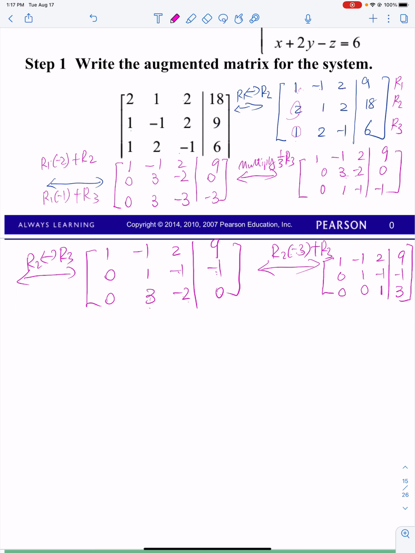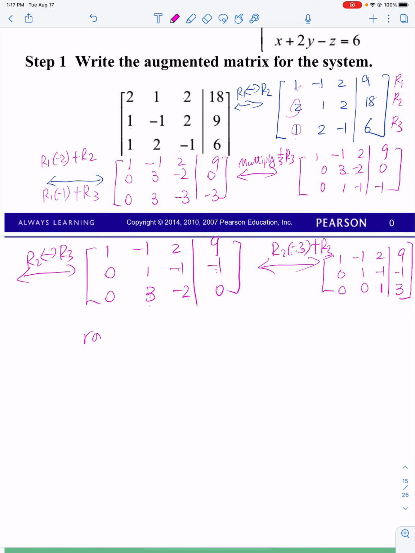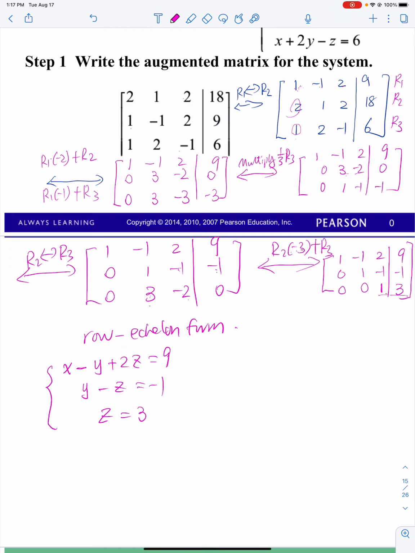Do you have the row echelon form? Yes, we do. So what does this mean? This means what? Your g equal to what? 3. Oh no, I will write it in order. So first thing you have x minus y plus 2g equal to 9. What do you have? y minus g equal to negative 1 and g equal to 3. Yeah. So how could you solve this?